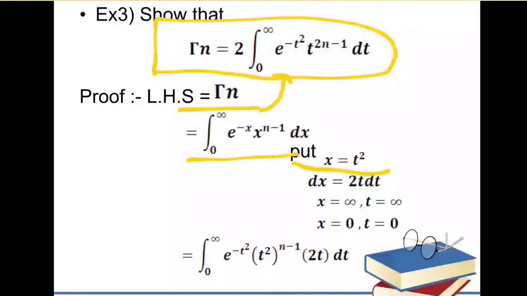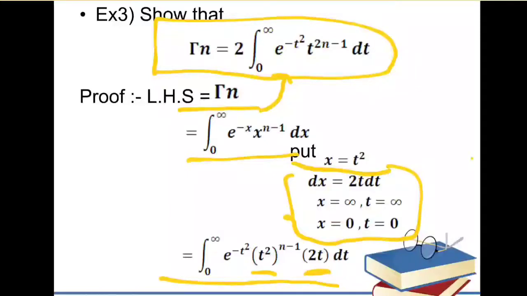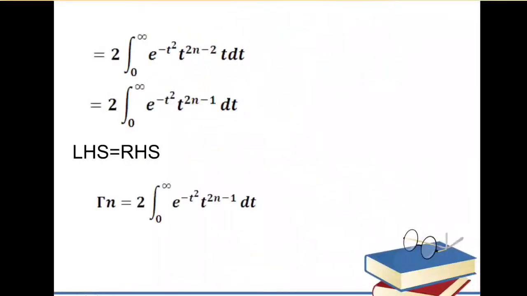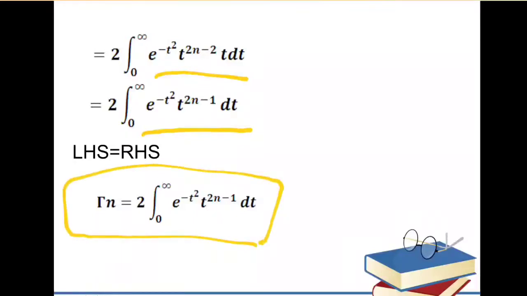If we put x equals t square, then we are converting x into t. So we also have to change the limits of this integration. Now if we put this value in this integration, then we get this term. Now see here, the integral contains two terms of t: t raised to the power 2n minus 2, and t. So add the powers of t, and in the next term we get this term. Now if we add the powers, it is t raised to the power 2n minus 1. That is the answer of the integration.